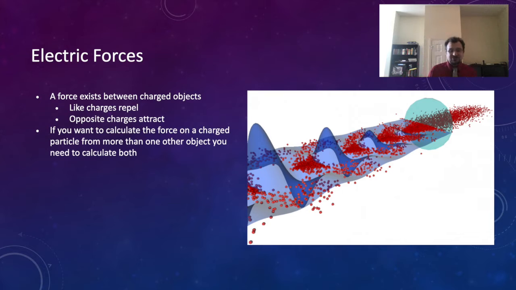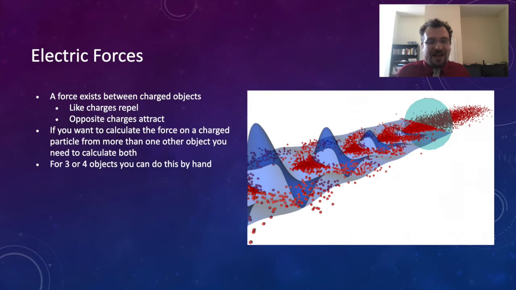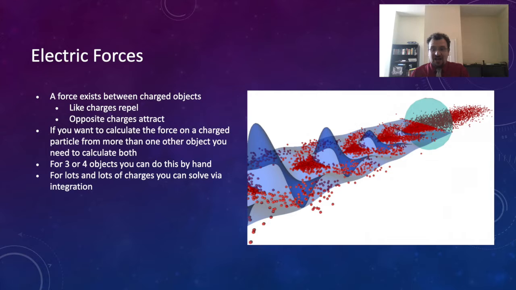So this is one of those where as you start adding things together, the complexity goes up by a lot. So with 3 or 4 objects, you can do this by hand. If you got lots and lots of charges, for instance, a charge along a wire, or a charge along a ring, or a charge on a flat surface, one of the things that you can do is you can solve it by integration, but this is something that you're going to be doing in AP Physics C or at whatever other calc-based physics class you end up taking in the future.